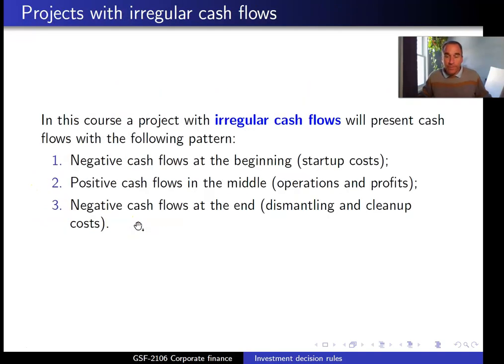So for the sake of this course, so life can be completely different, we will say a project with irregular cash flows will be as follows. We pay upfront, so there are startup costs. The project generates positive cash flows in the middle, and at the very end we have to clean up the mess and dismantle. So there's a second set of negative cash flows at the end. So pay first, receive in the middle, pay at the end. This is what we mean by irregular cash flows.